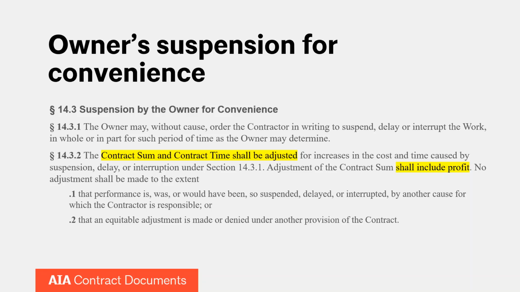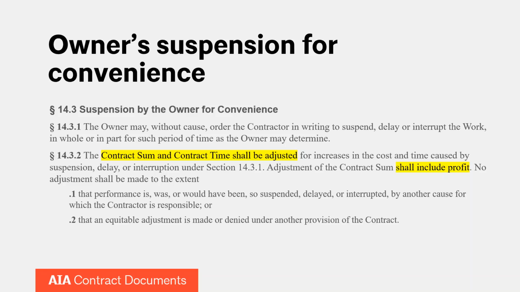So, as long as the contractor is notified in writing by the owner, this is an extra right that the owner can exercise for an unknown time period, which they determine. Now, the contractor's entitlement comes down in 14.3.2. It does allow the contractor to be entitled to an adjustment for increases in the contract sum and contract time. And also, those adjustments shall include profit. You can see that from the second sentence there.